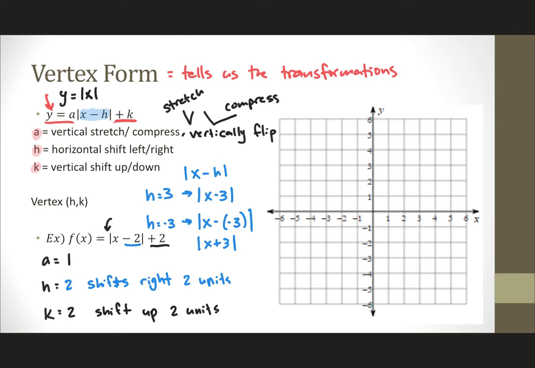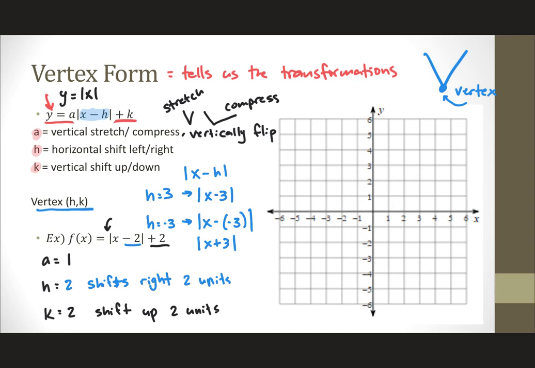Okay? And there you have it. Now the vertex will always be h and k, the coordinate point (h, k). The vertex is the tip of our absolute value. So whatever h and k is, that's going to be our vertex.